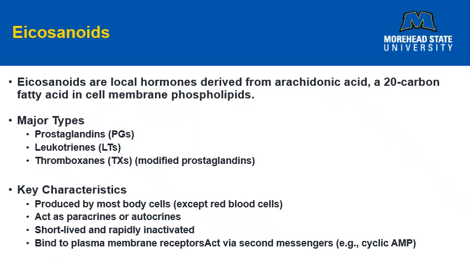They have some key characteristics. They're made by most body cells; red blood cells don't make these. They can act as both local or circulating hormones, and they are short-lived and rapidly inactivated, so they have a short, rapid response. They bind to plasma membrane receptors, so they're similar to the water soluble hormones. As such, they act via second messengers. Just remember, these are water soluble, so they act by secondary messengers.